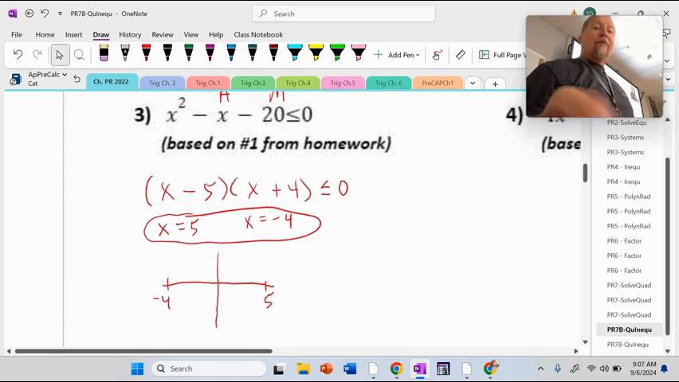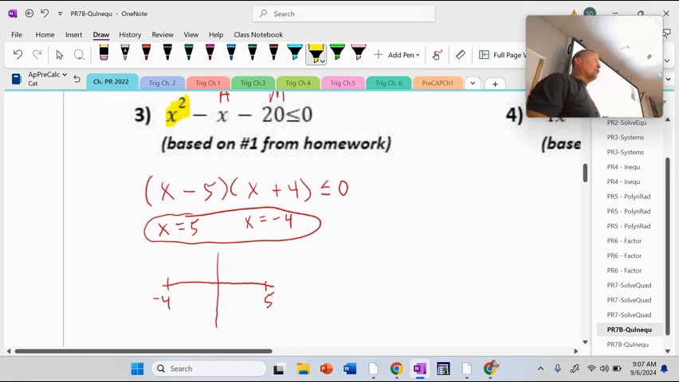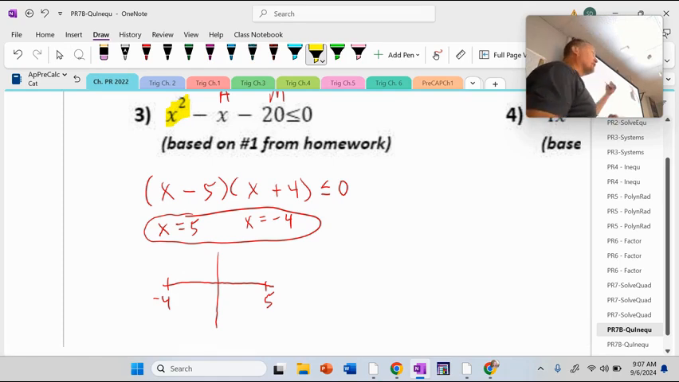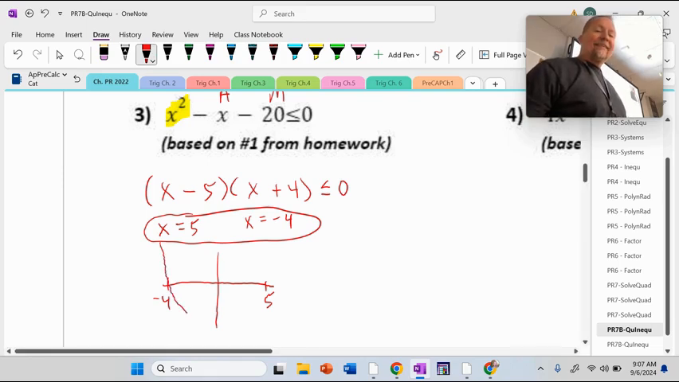Let's take it a step further. For the graph, which direction would the graph go, up or down? Which way would this graph go if I were to graph it? Up. Do you have a question? Oh, okay. We're just doing verbal responses out loud.